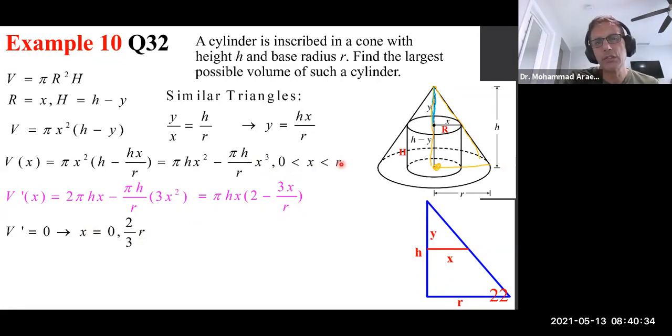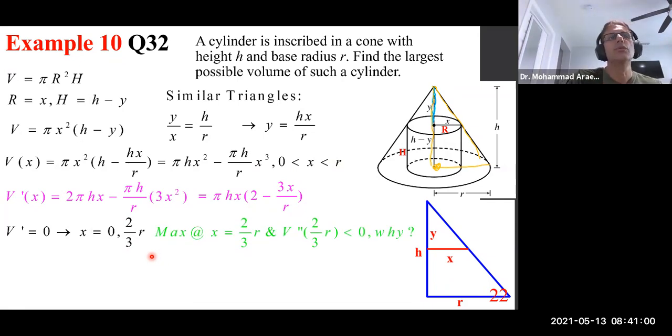We go back to this. Can it be 0? No. Is this number between the two? Yes. So this is the only acceptable critical point. So the maximum occurs at x equals 2/3 r, and you show that by doing the first or the second derivative test.